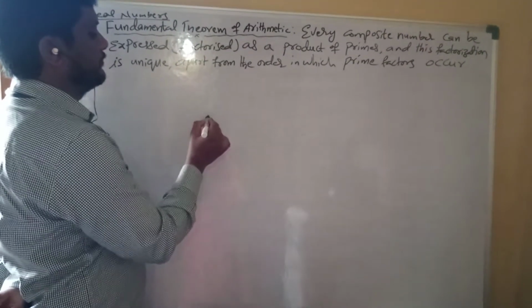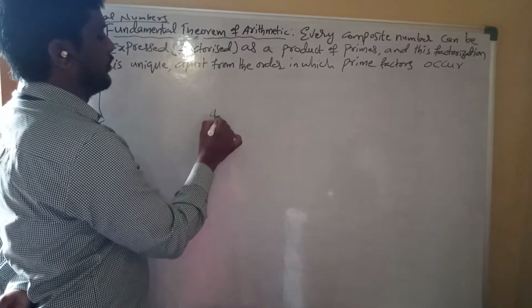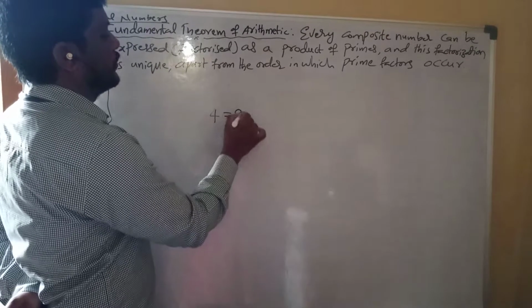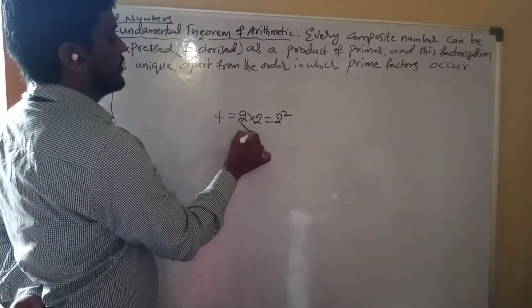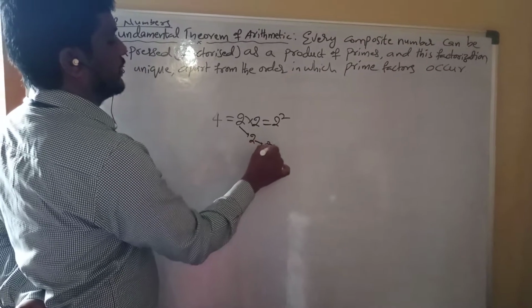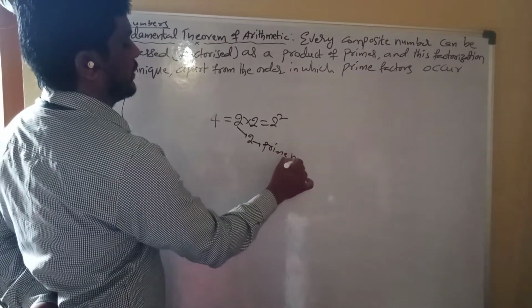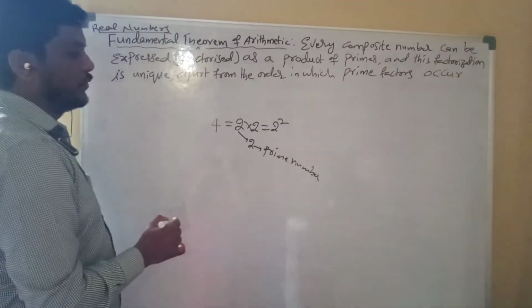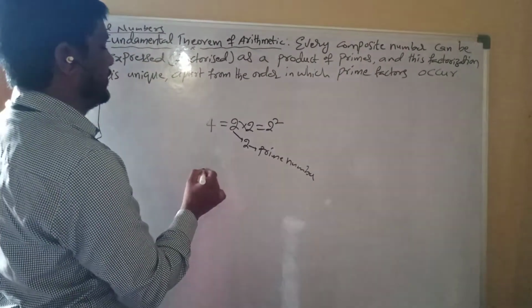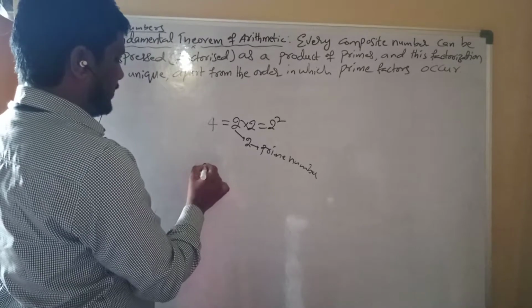Some numbers here. You take a 4, that is, it can be written as 2 into 2, that is 2 square. Here 2 is called a prime number. Why is it called a prime number? It has only two factors, 1 and itself.